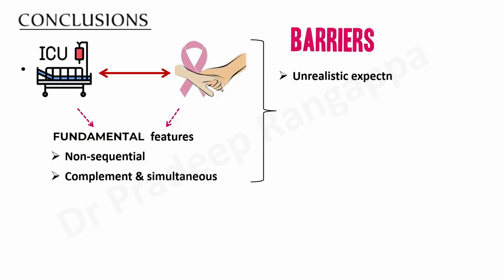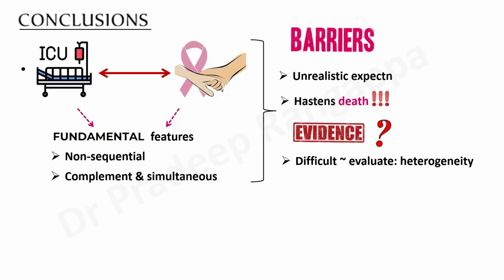But there are certain barriers in palliative care. When you say palliative care, one should not have unrealistic expectations, and one should not get into the mindset that incorporating palliative care means that we are hastening the death of the patient. And when we are looking for core evidence as an intensivist, it's difficult to evaluate, but you saw some articles which said that adoption of advanced care directives significantly increased, quality of life improved, and hospital length of stay reduced. But getting core evidence is difficult because of the heterogeneity of the patient population.